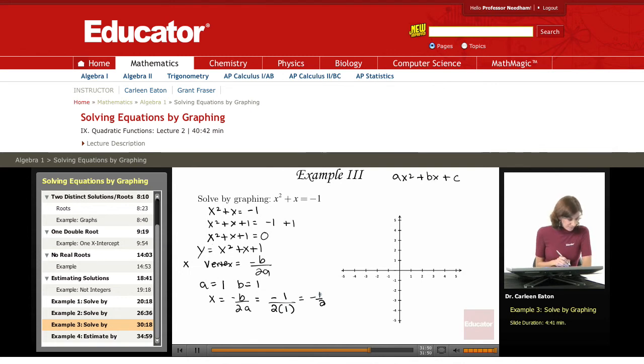Okay. Now, f of negative 1/2 is going to give me my y value for the vertex. This is going to equal negative 1/2 squared plus negative 1/2 plus 1, which is going to equal 1/4 minus 1/2. So negative 1/2 times negative 1/2 is 1/4, minus 1/2, plus 1.